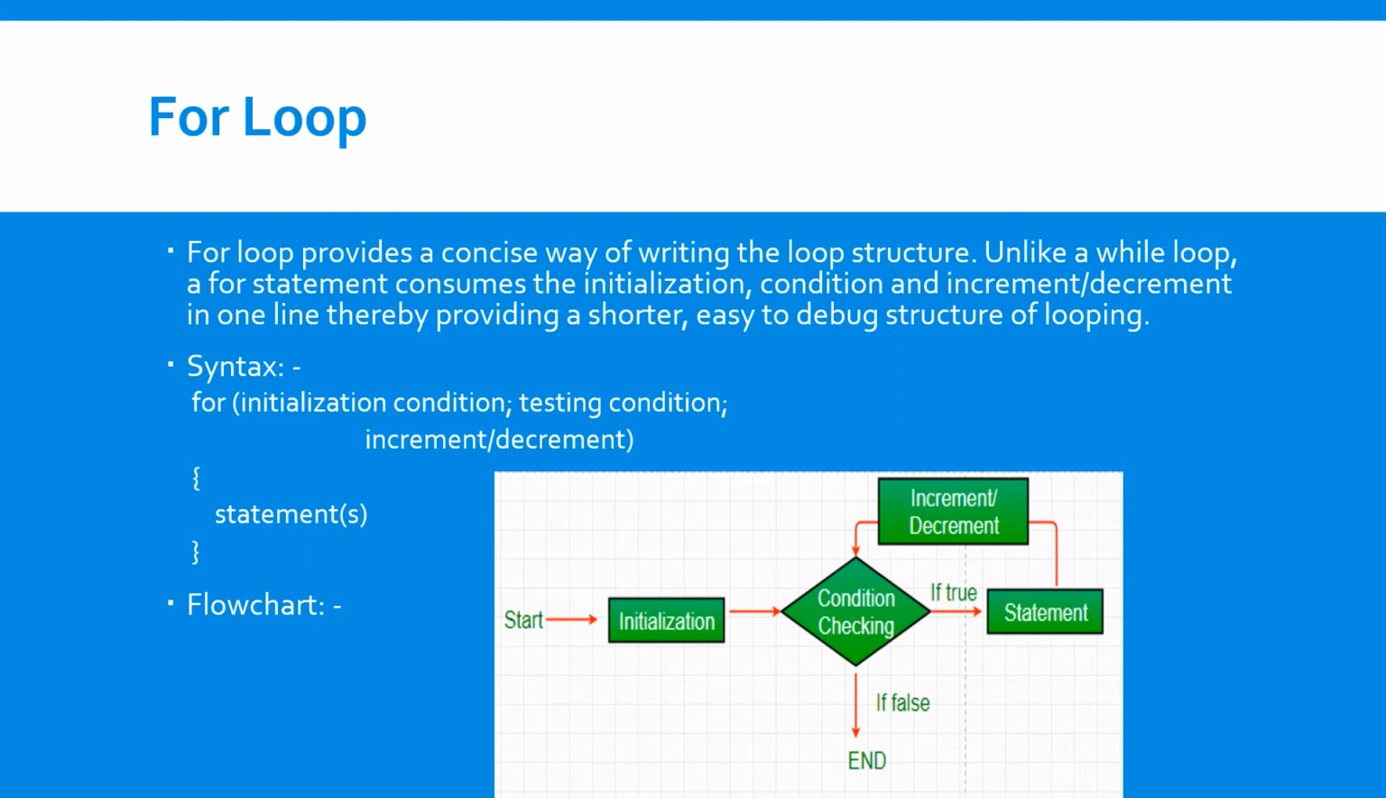The loop terminates, marking the end of its life cycle. In such a way, a for loop works.